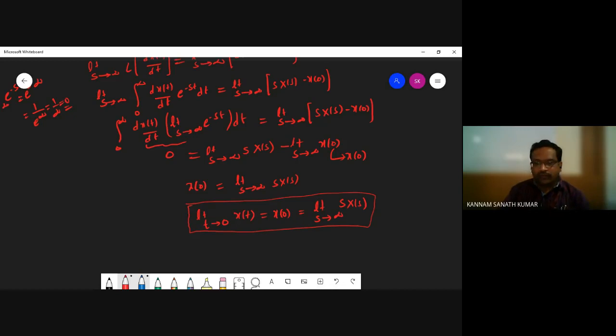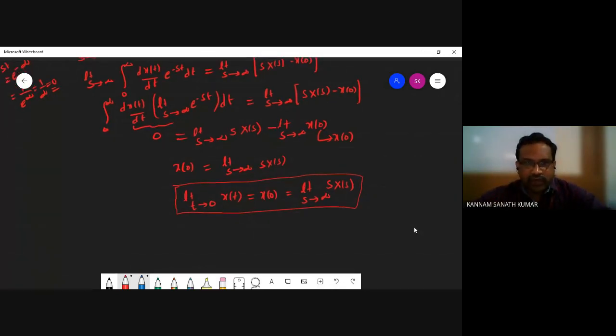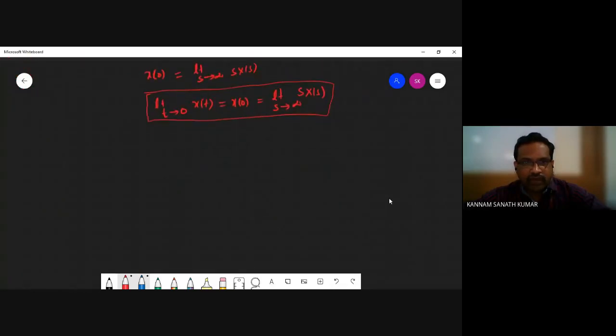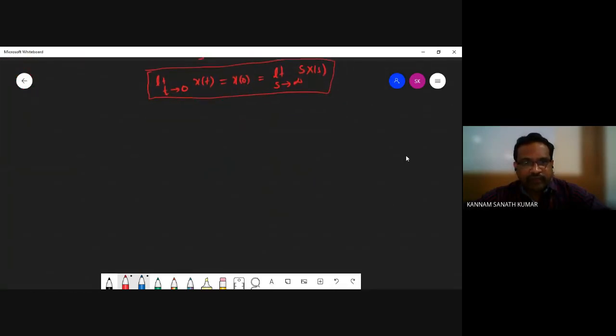So like this, you have to prove the initial value theorem. I think you are clear. Is it okay? Next we will go for the next theorem, that is the final value theorem.